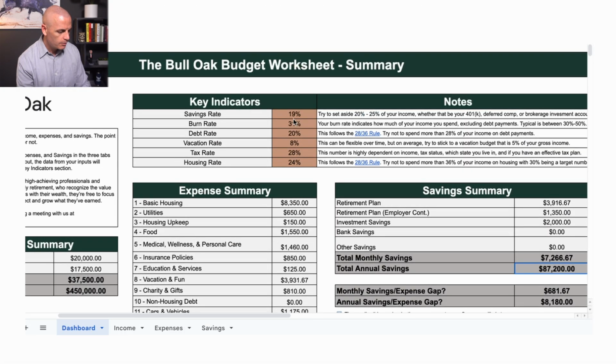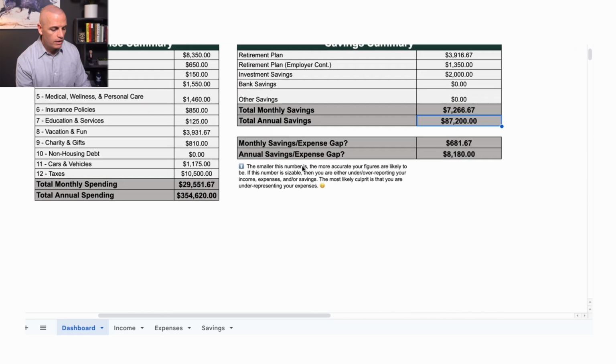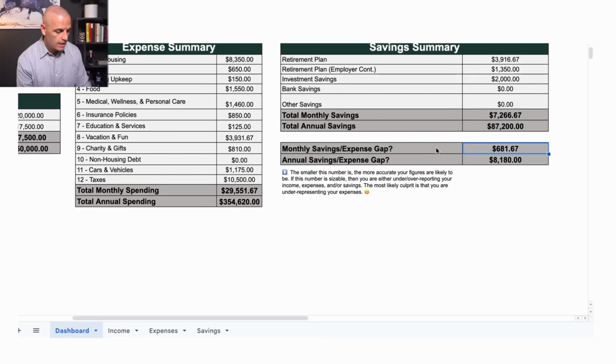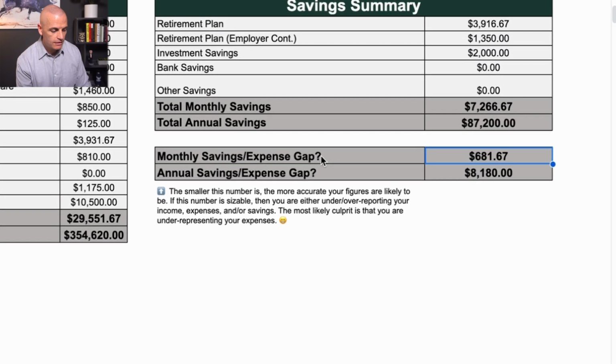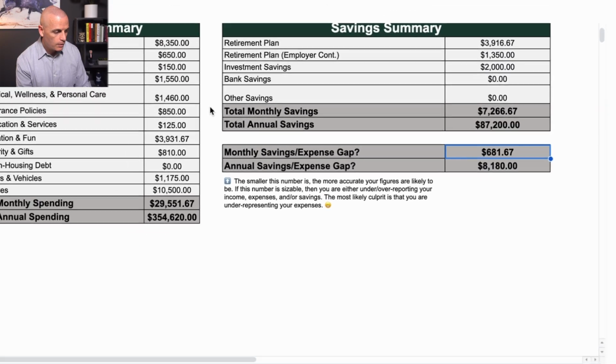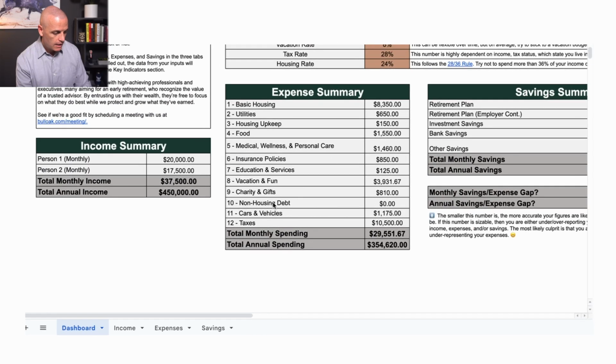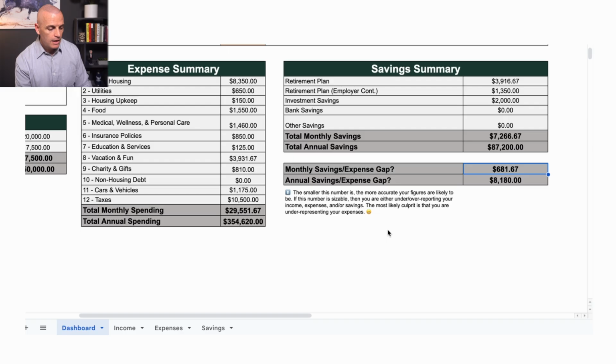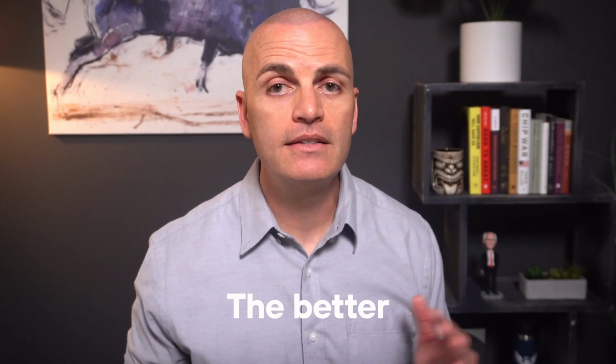Now, before I get into the results and break them down, I wanted to talk about that check. And this is the gap that I talked about. Is there anything that's being unaccounted for? So what we did here is we said, is there a monthly savings and expense gap? And all we did was just take the income and we subtracted expenses and savings to see if there's any gap. Now, the closer to zero this number gets, the better. That means that everything is accounted for.